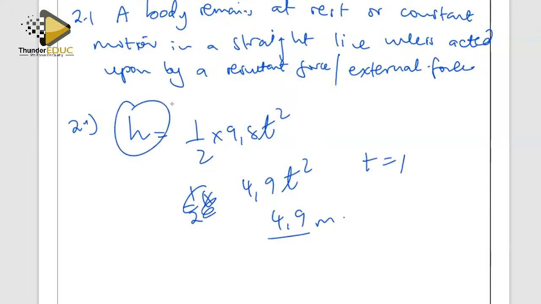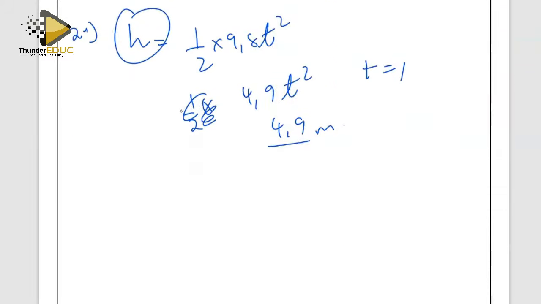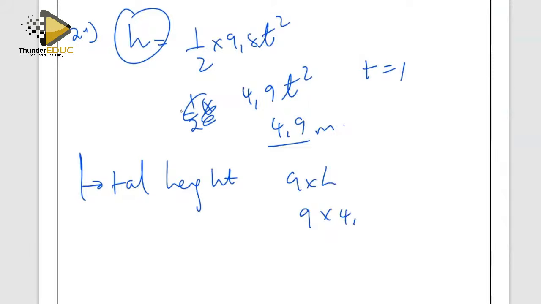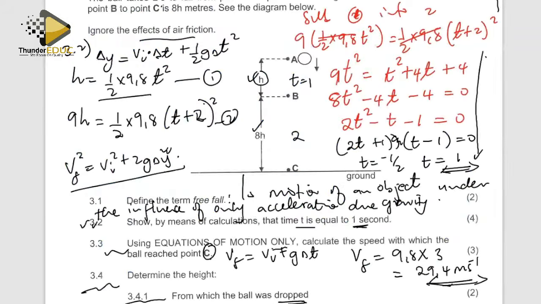But this is just the height, h. Then the total height is going to be 9 multiplied by 4.9. I'm getting 44.1 meters, okay? Any alternative is also acceptable. That is how I would have answered 3.4.1 for 2 marks.